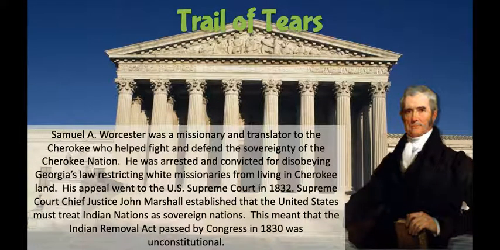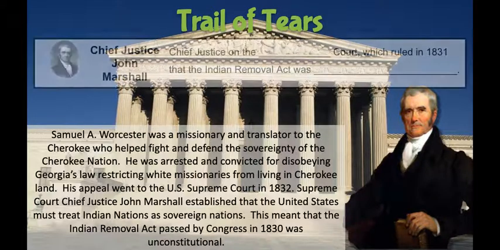Samuel A. Worcester was a missionary and translator to the Cherokee who helped fight and defend the sovereignty of the Cherokee Nation. He was arrested and convicted for disobeying Georgia's law, restricting white missionaries from living in Cherokee land. His appeal went to the U.S. Supreme Court in 1832.